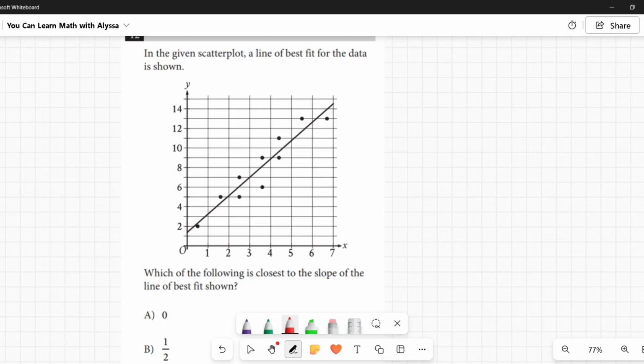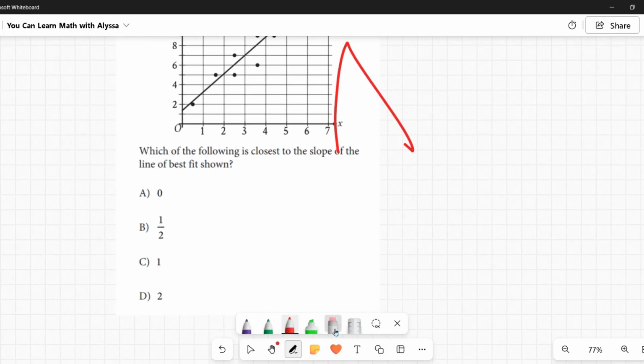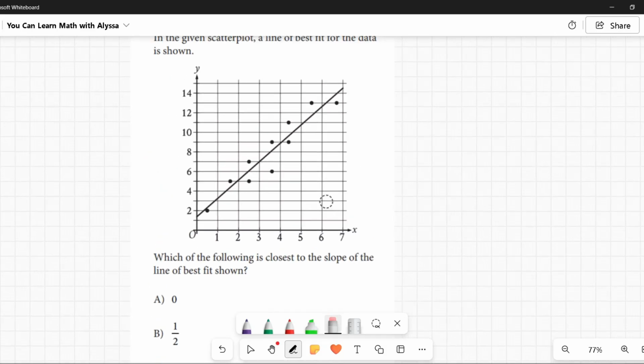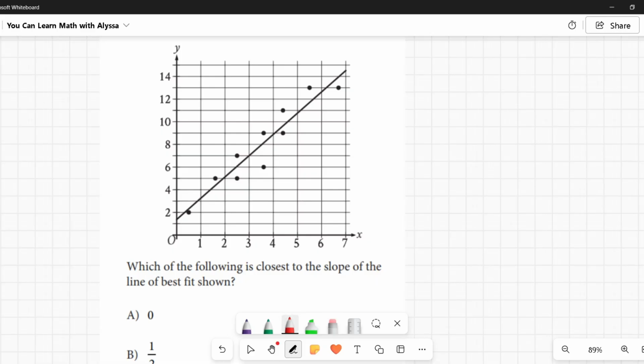We can just pick 2 points that it's close to, because these answers here are wildly different. We have one with a slope of 0, 1/2, 1, and 2. So if I pick a point that is not exactly on the line, but it's close, it'll be close enough. So I'm going to pick this point right here, which is not exactly on the line, but close enough. And this one, which looks exactly on the line. So here, this point is 2, 5. And this other point is 3, 7.